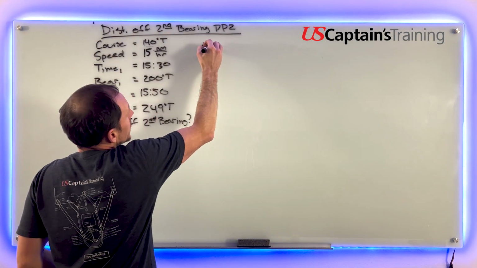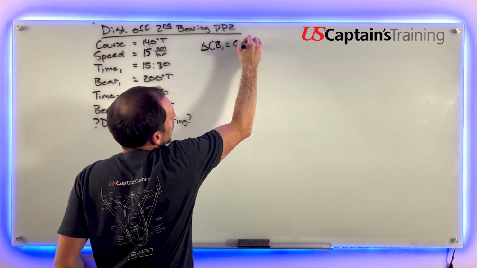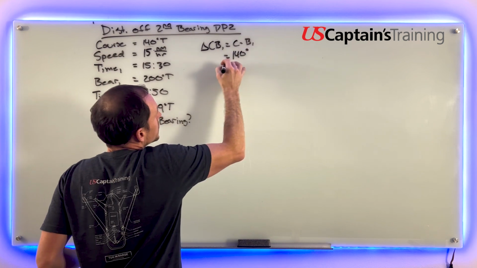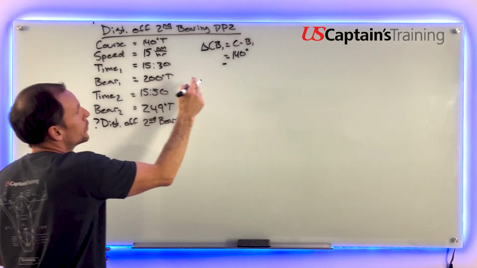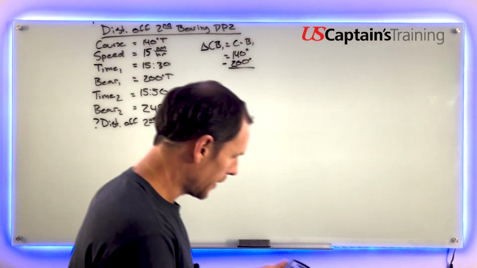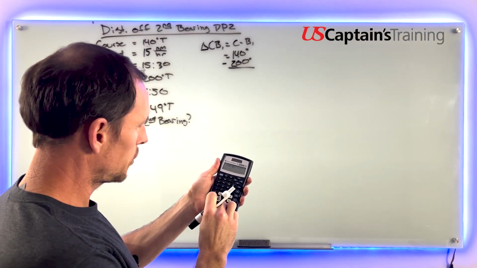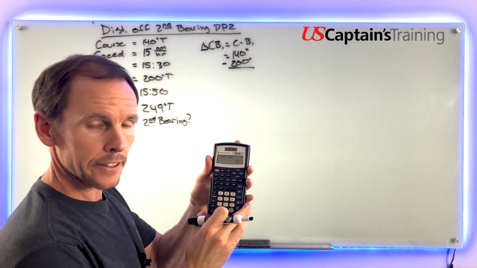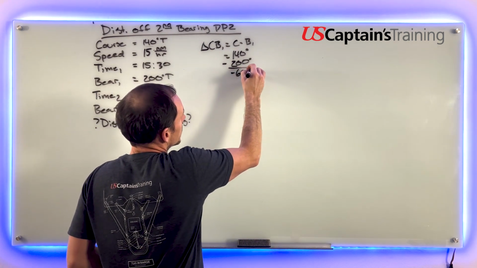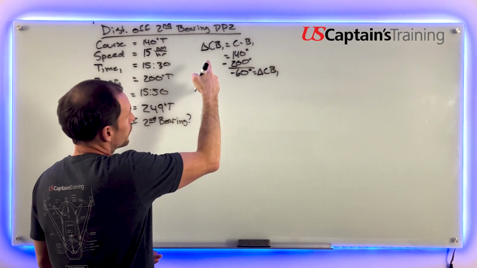So, change between course and bearing 1 equals the course minus bearing 1. What's the course? 140 degrees minus bearing 1, 200 degrees. What does that equal? Get our calculator on, clear. 140 minus 200 equals negative 60. Don't worry about the negative sign. We're just interested in the 60. 60 degrees equals the change between the course and bearing 1.